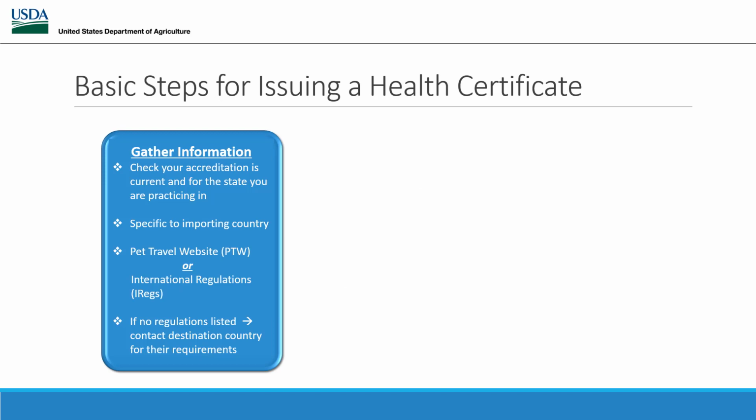We can summarize the health certificate process in the following way. Once your client informs you of the animal's upcoming travel schedule, it's best practice to check your accreditation has not expired, and if you recently moved to another state, that you are authorized to perform accredited work in that state. Then, you will visit either the PTW or IRegs to obtain the country-specific import requirements for that type of animal. As we've discussed, if no information is available on the USDA APHIS website, then you or your client will contact an animal health official of the destination country to obtain the requirements.